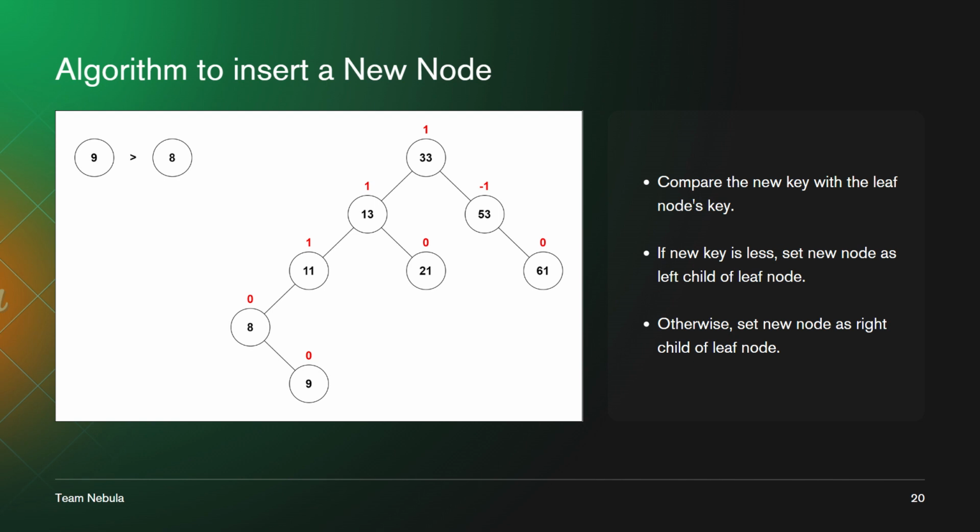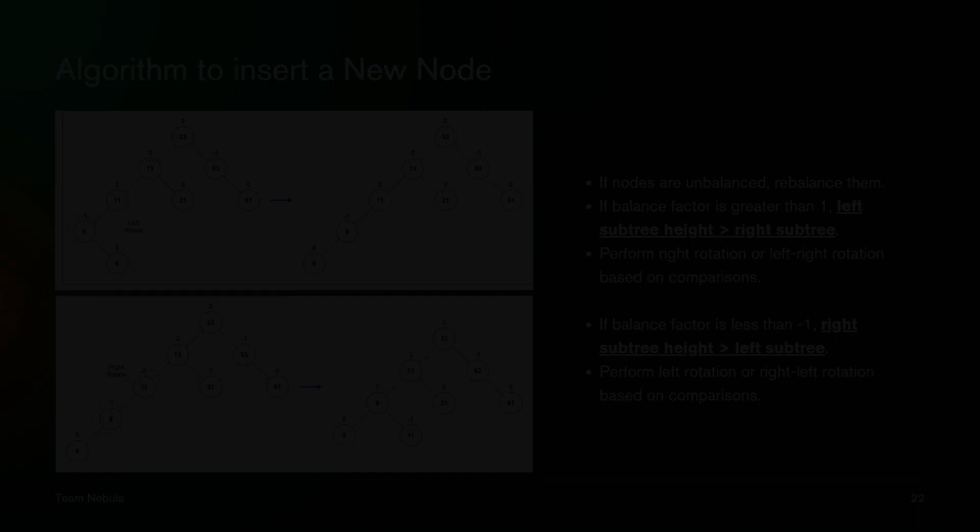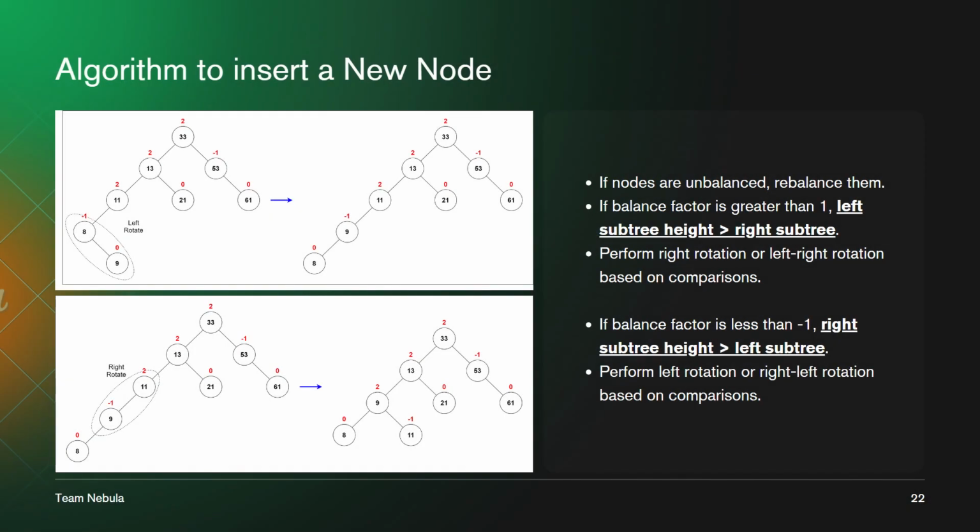Compare leaf key obtained from the above steps with new key. If new key is less than leaf key, make new node as the left child of leaf node. Else, make new node as right child of leaf node. Now, update balance factor of the nodes. If the nodes are unbalanced, then rebalance the node.